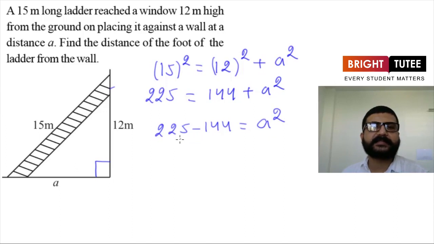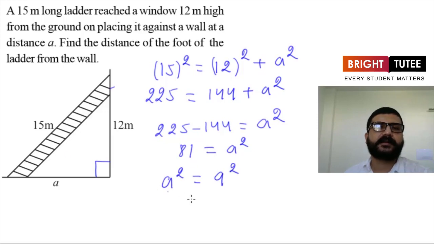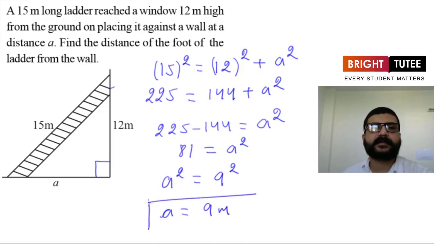Now let's simplify this. When you will subtract this, what you will get? This will give us 81. Now 81 is equal to A square. Now what do you think about 81? Is it a square of any number? Yes, it is a square of 9. So what we will get? A square is equal to 9 square. Now from here we will get the final value of A as 9 meters. So it means distance of the foot of the ladder from the wall is 9 meters.